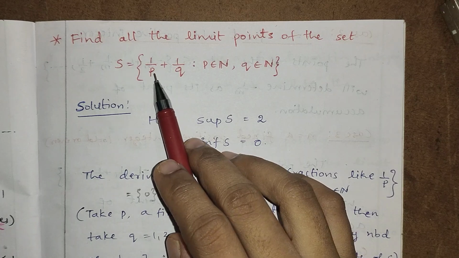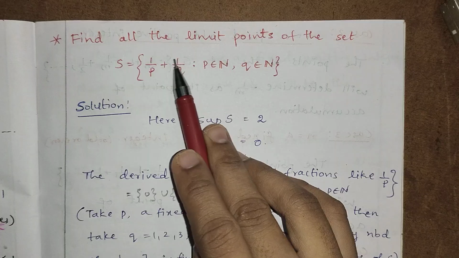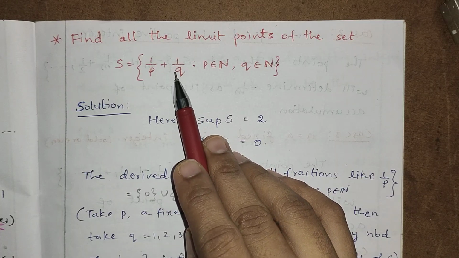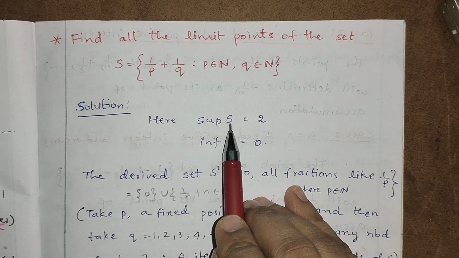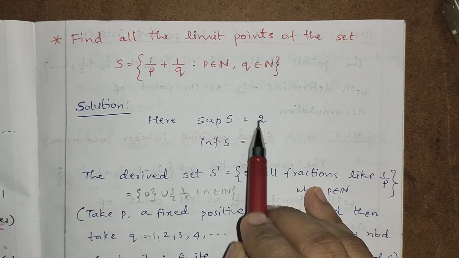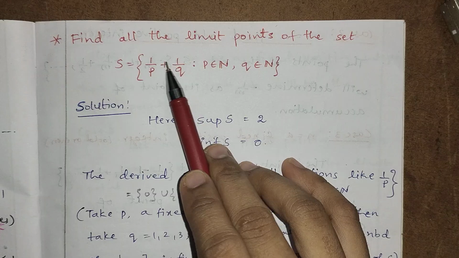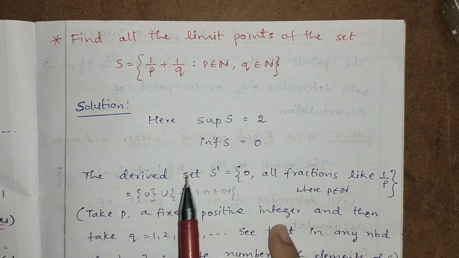How? If you put p equal to 1, q equal to 1, then the maximum value of 1/p + 1/q is 2, and all other members of S are less than or equal to 2. So the supremum of S is equal to 2. Similarly, as p tends to infinity and q tends to infinity, you will get the value 0. So the infimum of S is 0.